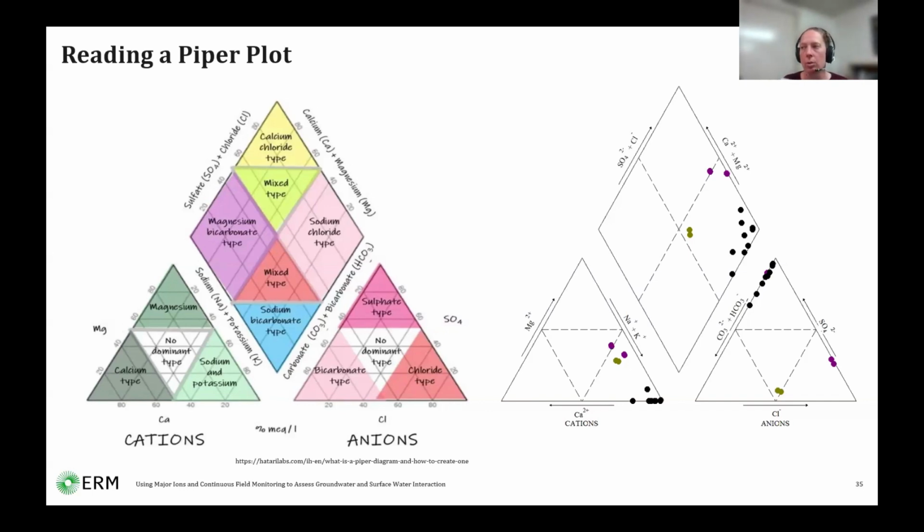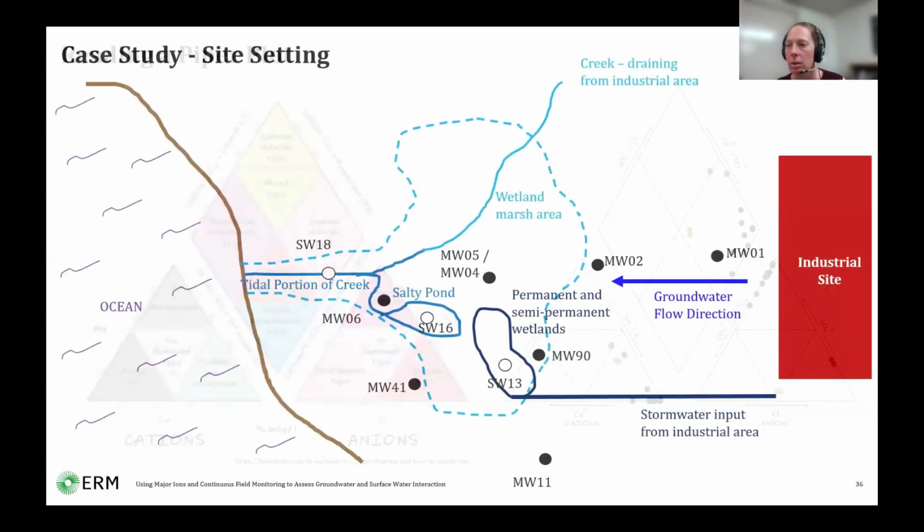So just quickly, I'm going to talk through a case study if I've got time to continue on. This is an example of how major ions were used to confirm the understanding that we already had, based on the contaminant distribution, the groundwater elevations, the vertical gradients, and the geology at this site, to inform groundwater surface water interactions. So this shows an outline of the site setting.